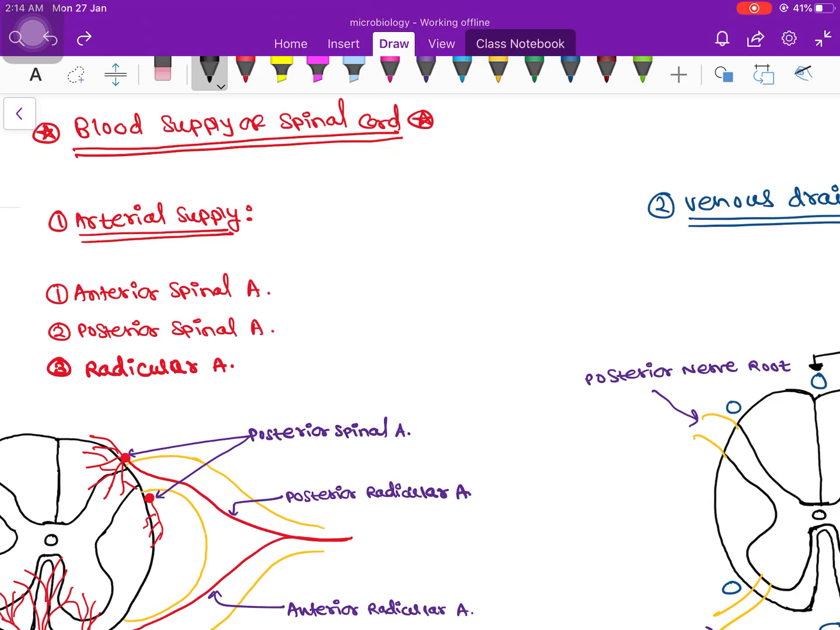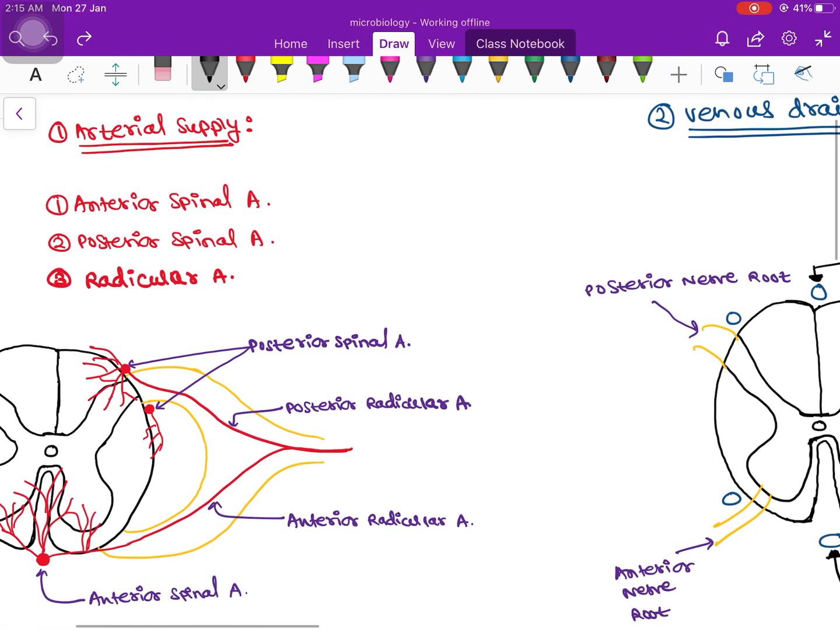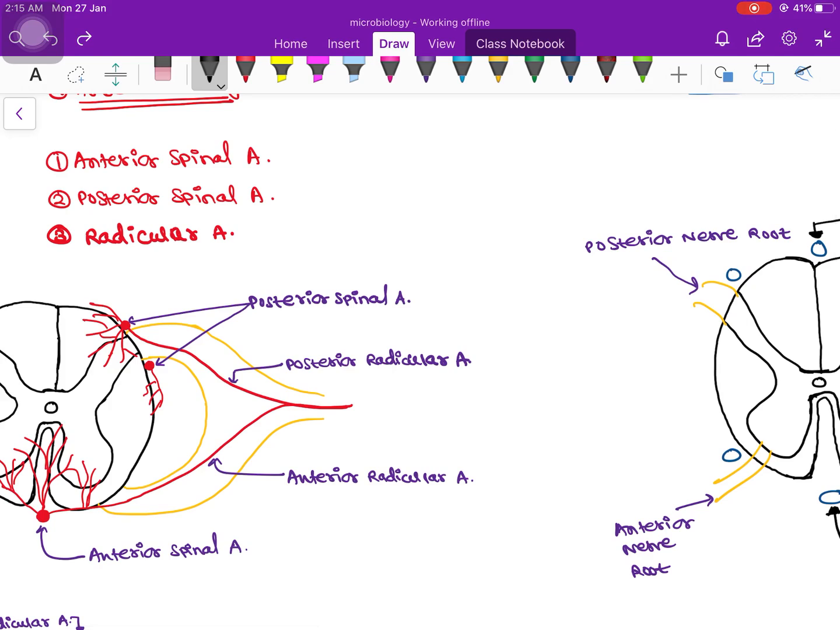Hello friends, in this video we will be learning about the blood supply of spinal cord. So spinal cord is supplied by three arteries. The first one is anterior spinal artery, the posterior spinal artery and the radicular artery.